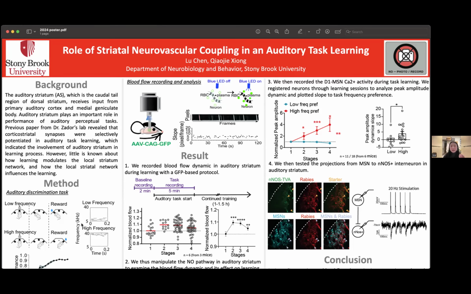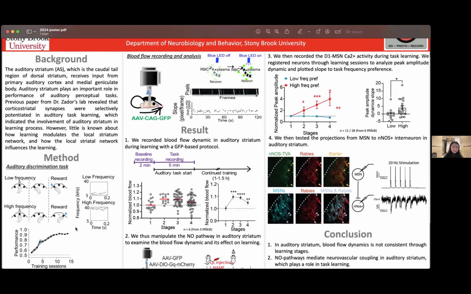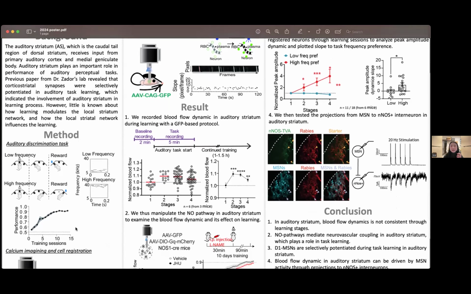So it's very important to study what this neurovascular coupling is actually doing during learning, so that we know in a lot of neurodegenerative diseases or other neurological diseases, there are actually a lot of vasculature deficits, and there are also learning deficits. So we want to know through this type of study what role blood flow is actually playing in learning, so that hopefully we can get further information to study the learning deficits in neurodegeneration.